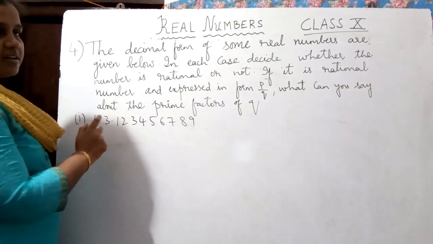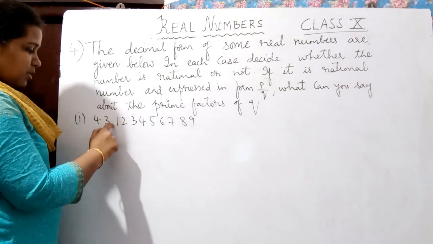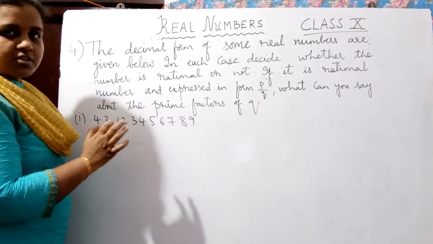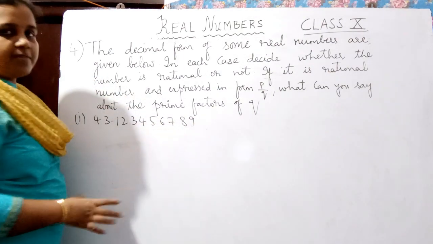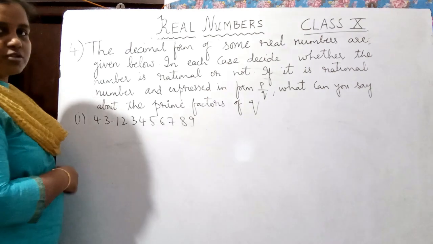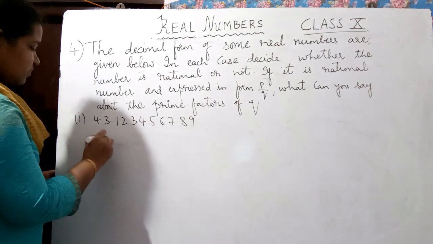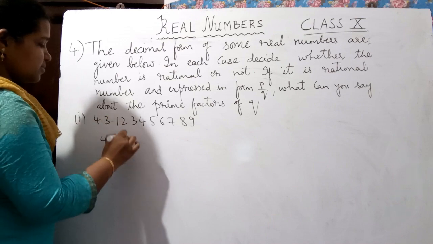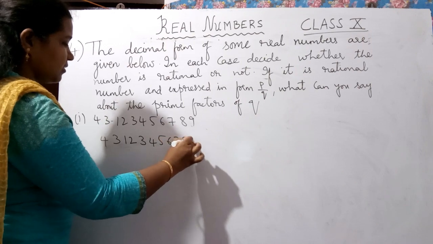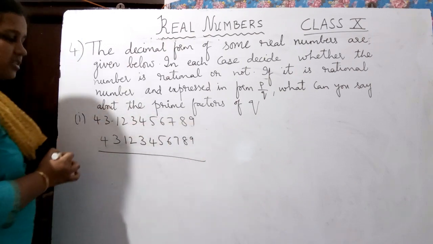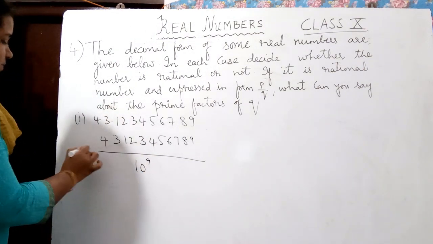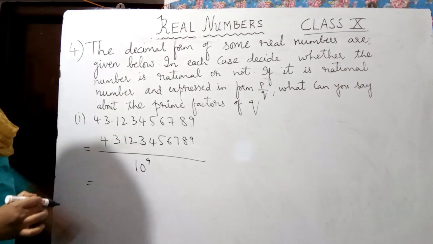Just see here. How many decimals are there here? This is the decimal point. This is the decimal part. So 1, 2, 3, 4, 5, 6, 7, 8, 9. So 9 digits are there in the decimal part. If I want to remove this decimal point, I have to put 9 zeros in the denominator. So I can write it as 43, removing the decimal point and writing 123456789. Because I have 9 decimals, I can write it as 10 power 9. Now this is a rational number because it is in the form of p by q.